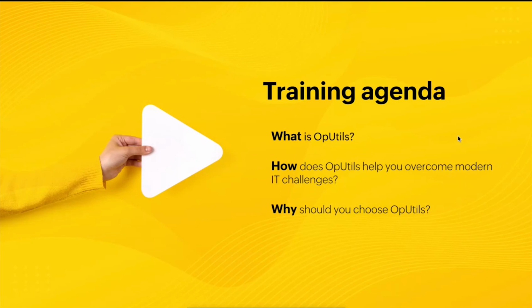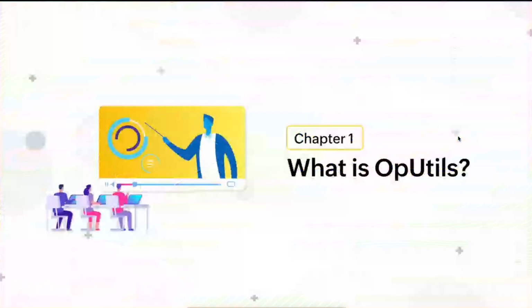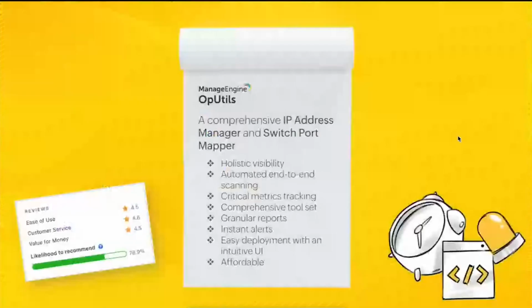What is OpUtils? Well, OpUtils is a comprehensive IP address manager and a switchboard mapping solution. It comes built in with a number of capabilities that helps network admins have a good understanding of the network address space in their modern IP infrastructures. Because let's face it, when I say an IP address manager tool, most of us still think about spreadsheets, and it's not a bad thing because spreadsheets have been effective in the past to manage IP addresses.